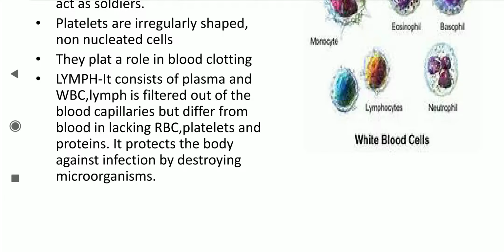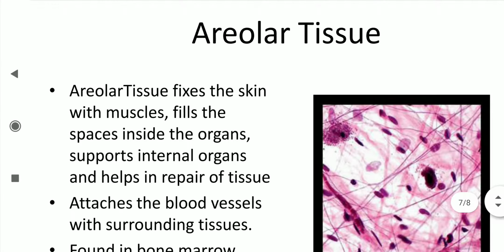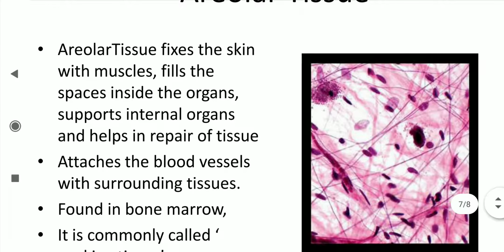Now children, come to another type of connective tissue, that is areolar. Okay, areolar tissue is also called packing tissue. It fixes the skin with muscles. Okay, skin and muscles, so it fixes, and fills the spaces inside the organs. Like two organs are there, the space is there in between these two organs. This fills those spaces. Clear?